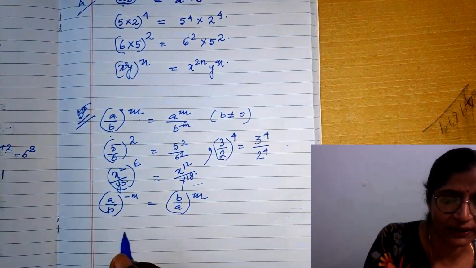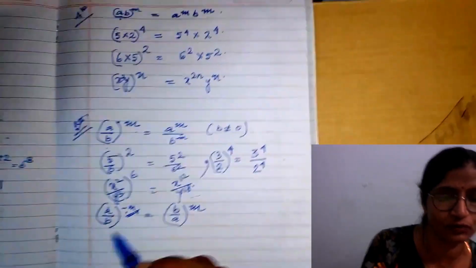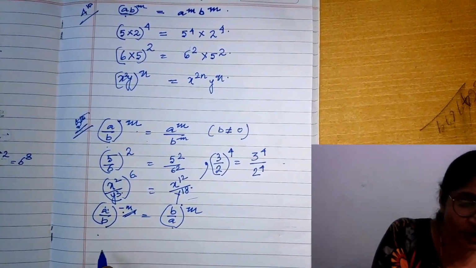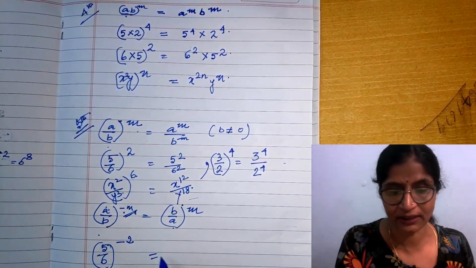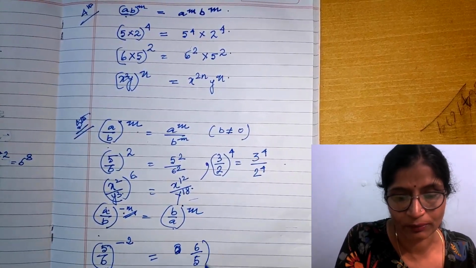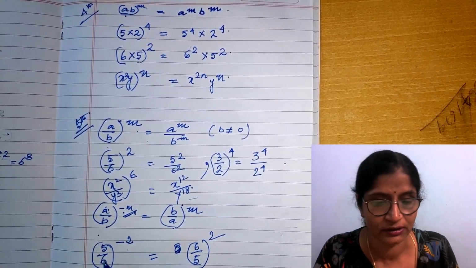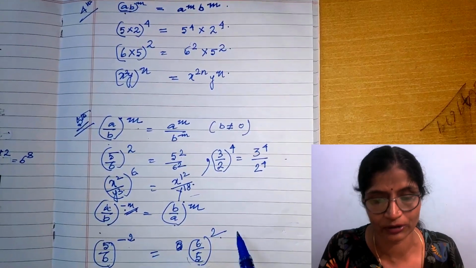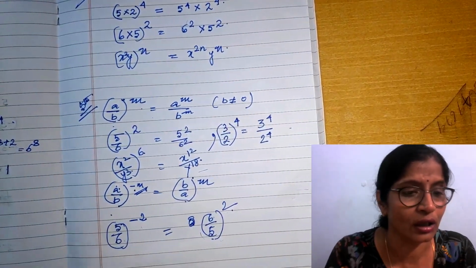Now next is that, if I say (a by b)^(-m), I want to make this power positive. So what I will do? I will make the numerator the denominator and the denominator the numerator. For example, (5 by 6)^(-2) is equal to (6 by 5)^2. Means, to make the power positive, I will reverse it. The reciprocal of 5 by 6 is 6 by 5 and then the power will become positive. So these are the rules or the laws of exponents.